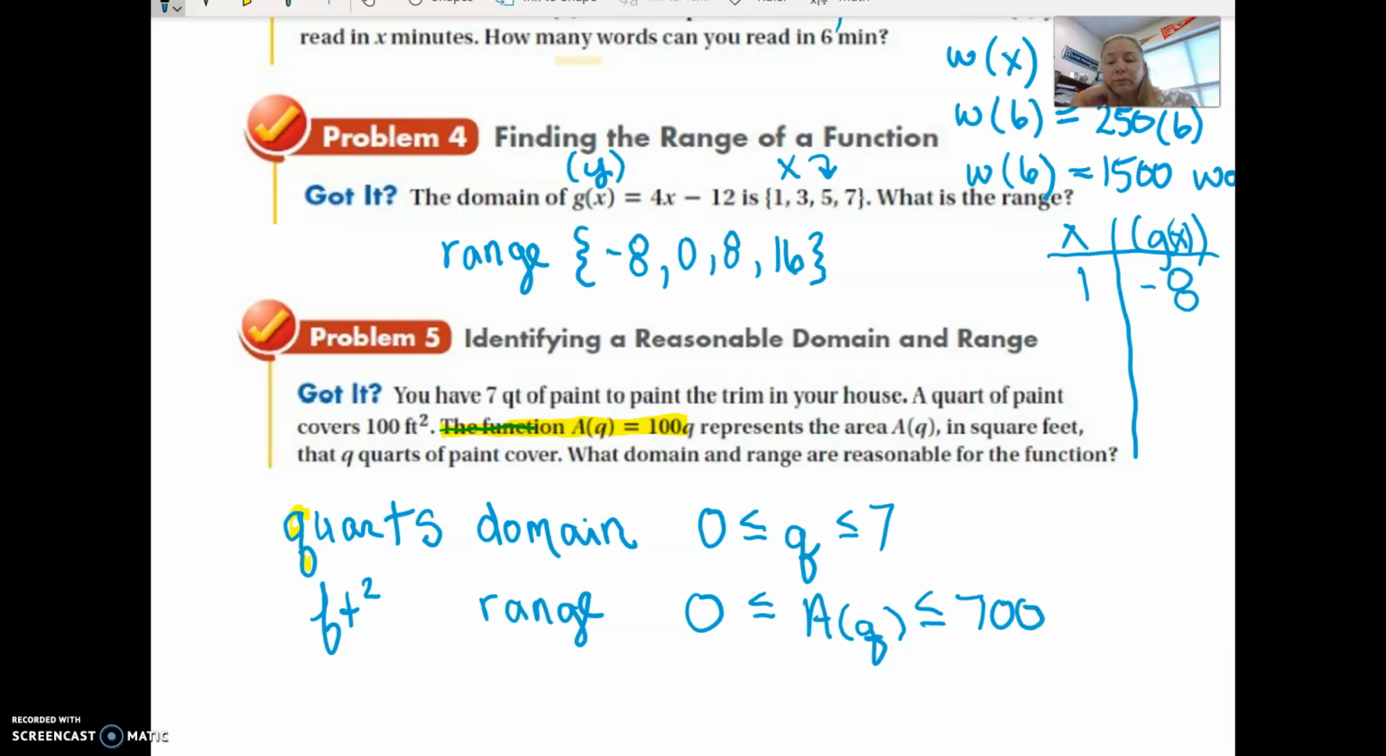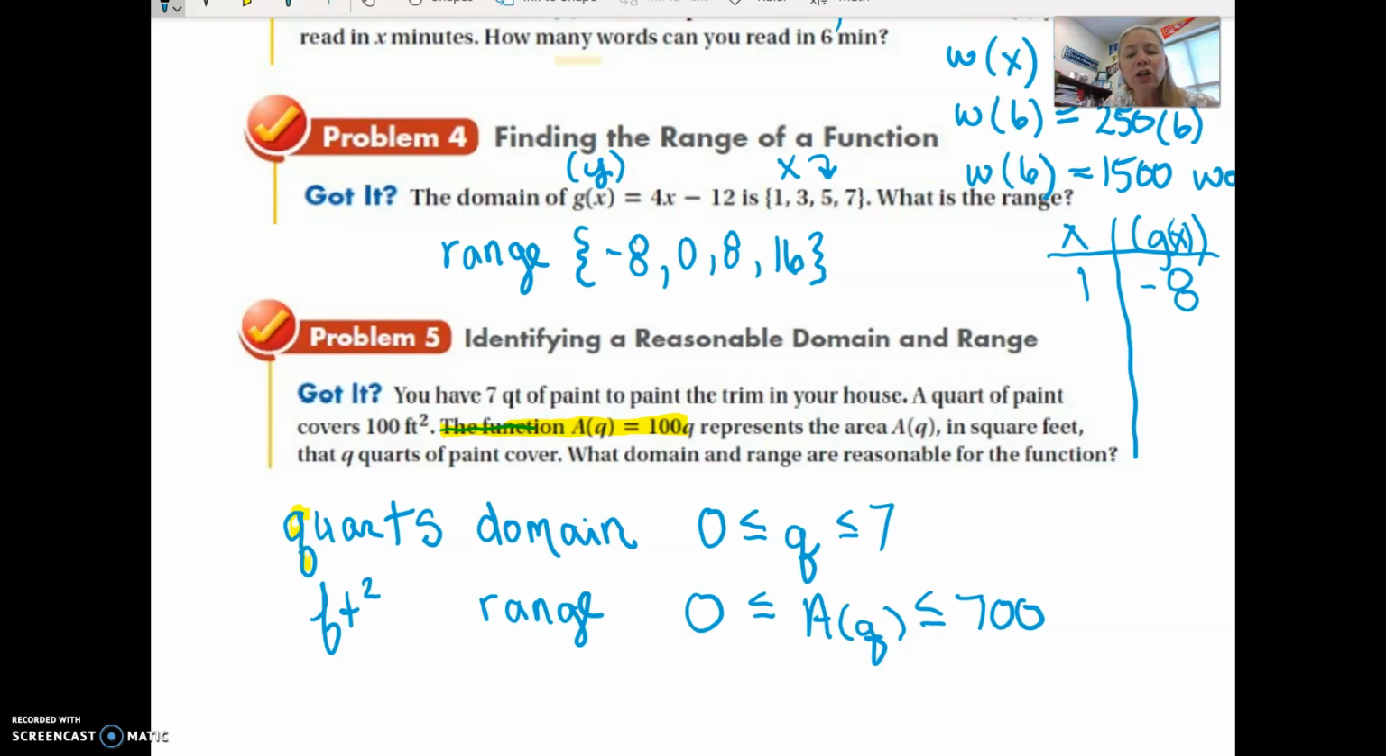Our quarts, we can use up to 7 quarts of paint, and quarts really isn't that much. I know that when I painted this past summer, we had to buy it in gallons, because even when you're painting a room, you're probably going to buy at least 2 gallons of paint, or more, depending on the color and how many coats you want and things like that. But I digress.